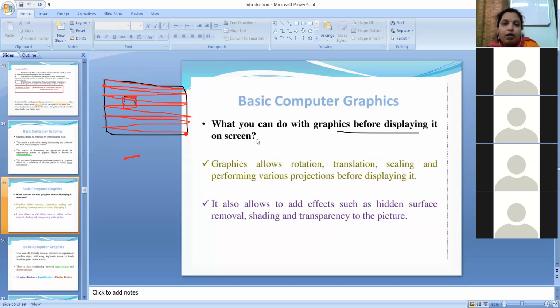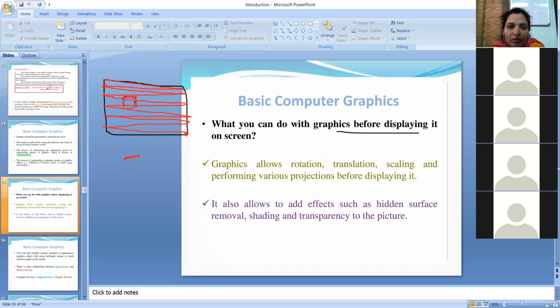So what can you do with graphics before displaying them on the screen? The image is stored in memory, and I want to display it onto the screen. So what you can do with that image or with that data is, first, the graphics can allow rotation, translation, scaling, these operations before displaying it. So this is the data stored with me. It is about a square. So what operations can I do on it?